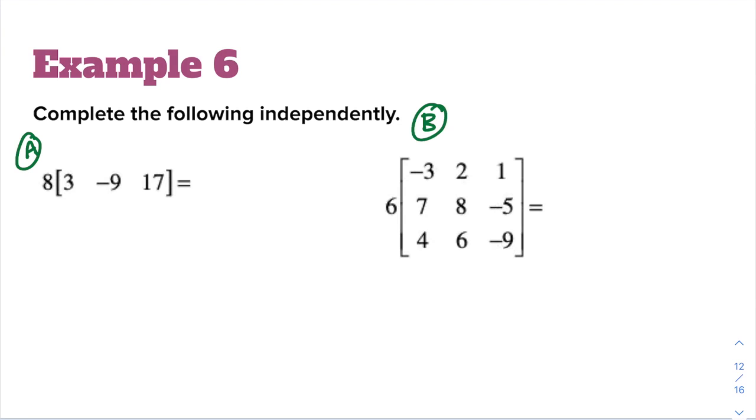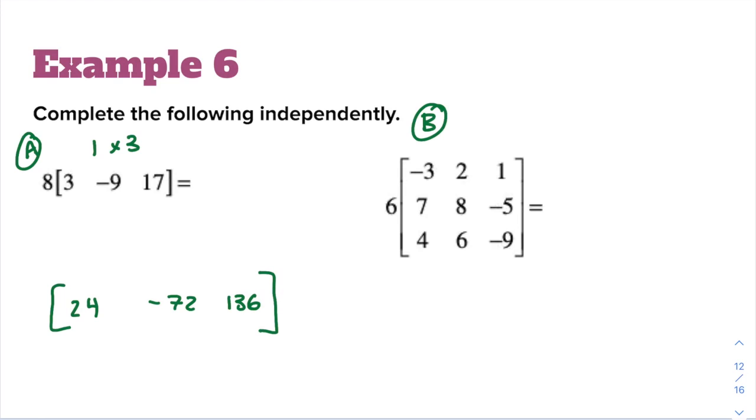So some of you might have gone through and written out the work, and if you want to see the work, you can go look at the key. But on example A, I start out with a 1 by 3 matrix, so I'm going to end up with a 1 by 3 matrix, and I just multiplied every part by 8, so you would get 24, -72, and 136.